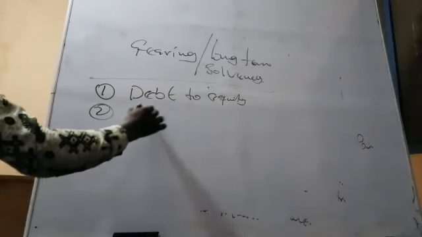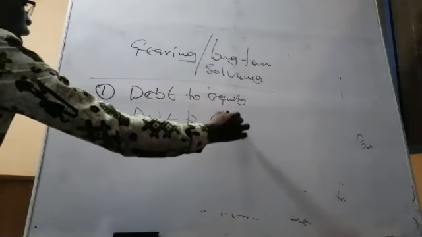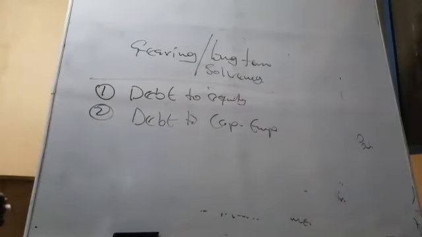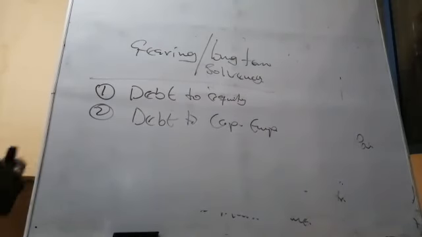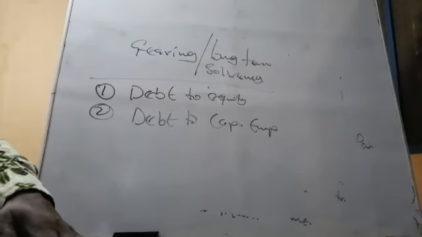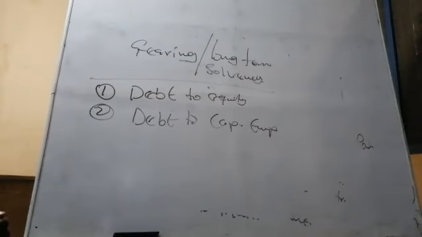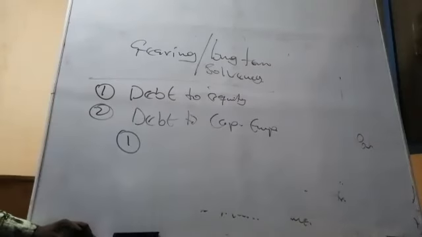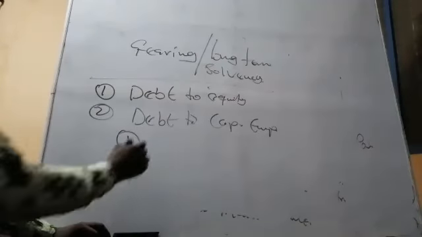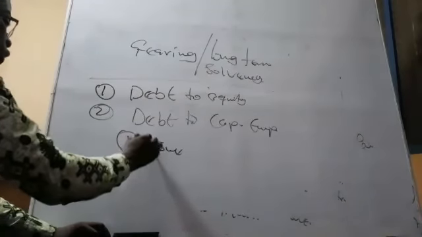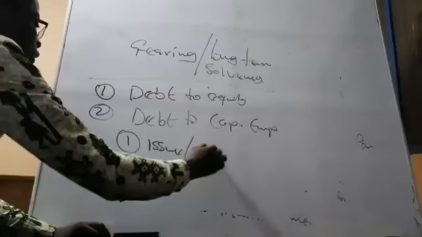Number one, debt to equity. And number two, debt to capital employed. All of them talk about the same thing, so you just have to choose one. So what will be the causes of changes in this item? The causes of debt to equity. Number one, as usual, check whether they've issued or repaid debt.